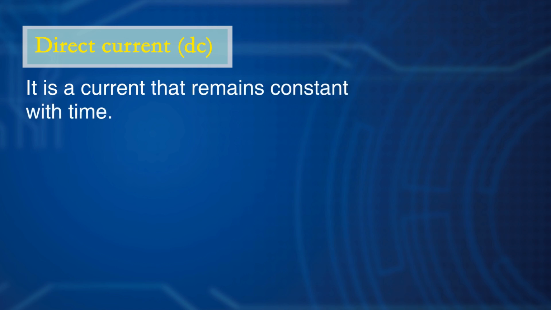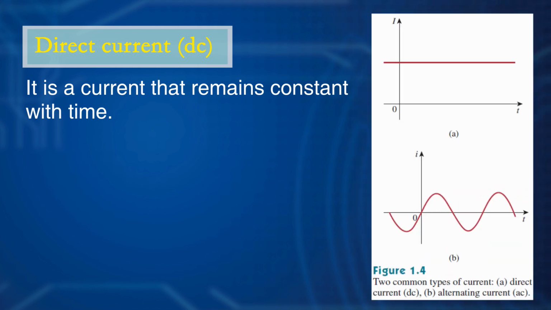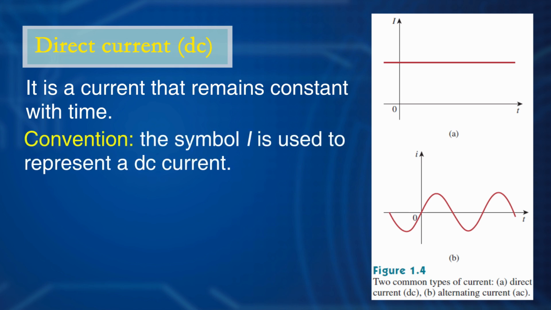And there are two types of currents. The first one is direct current, DC for short. It is a current that remains constant with time, and you can find the waveform in figure 1.4, graph A. You can see the current does not change as time increases. By convention, the capital letter I is used to represent a DC current.